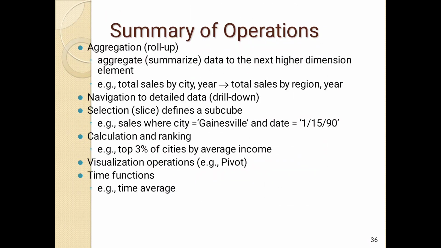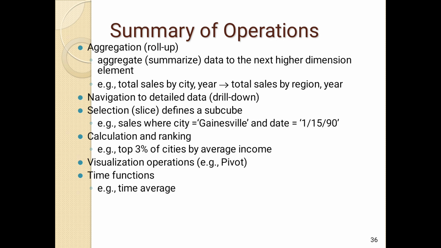Okay, so here the aggregation: roll up and aggregate summary data to the next higher dimensions. Example, total sales by the city or the year. So the total sales by region or year. So we were considering the city, but here we are considering the region. So next, drill down. Roll up means we are climbing up a hierarchy. Drill down means we are doing the opposite of roll up.